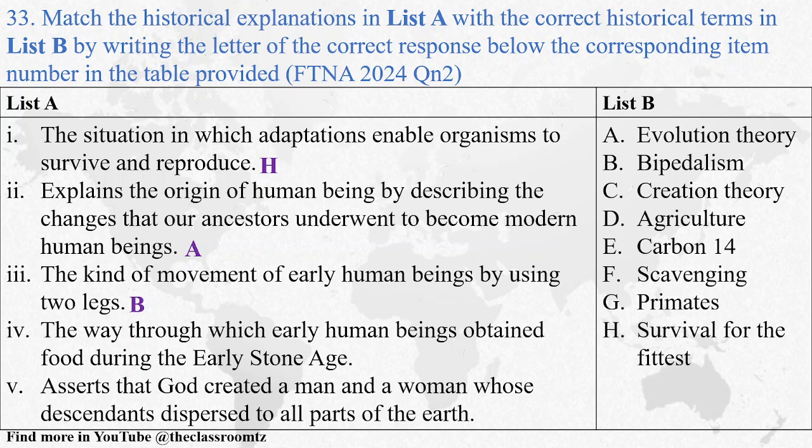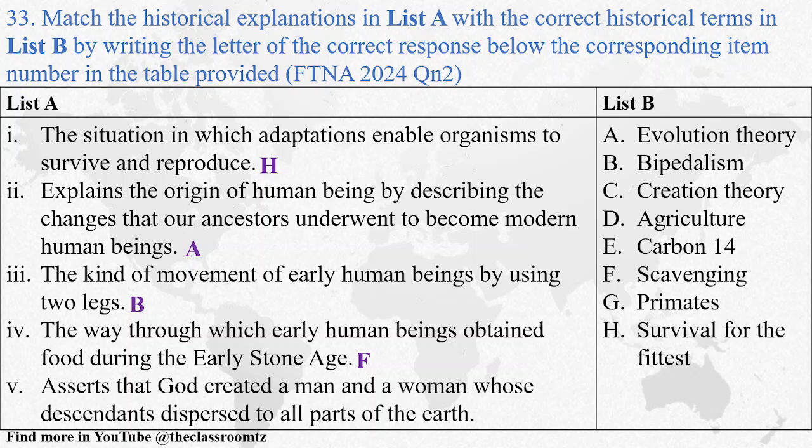The way through which early human beings obtained food during the early Stone Age. How did man obtain food during the early Stone Age? That is through scavenging, moving in the forest, not having permanent settlement, hunting and gathering.